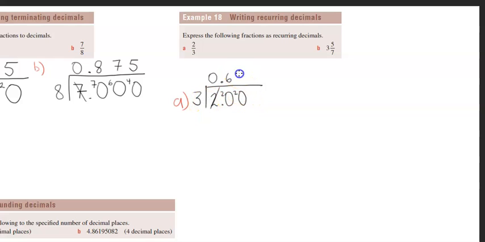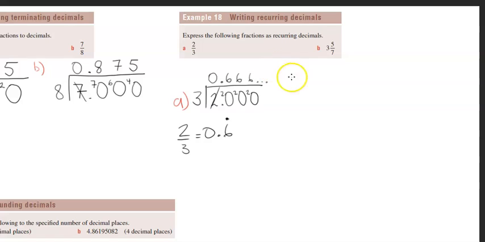Hold on a second. 3 into 20, that's 6, with 2 remaining. Okay, I see what's going on. This is going to keep coming up with a 2 remaining, and if we keep putting a 0 there, this is just going to keep going and going. So 2 over 3 is equivalent to 0.6 recurring. Let's use the shorthand notation with a dot on the top, and that dot just indicates that that 6 keeps going on forever.